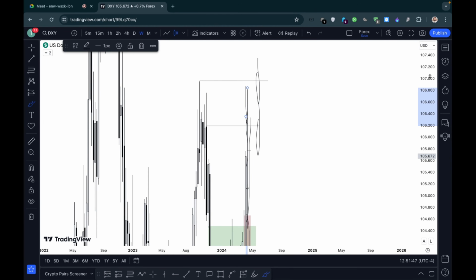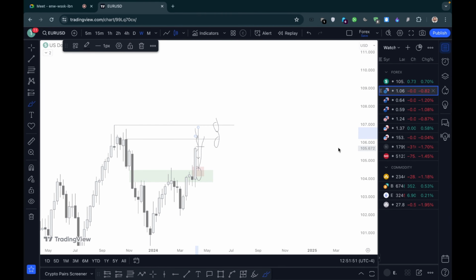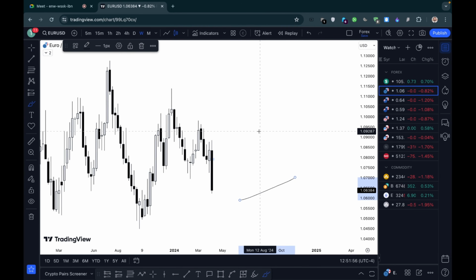Okay, now let's go to the Euro USD. Let's see what we have in Euro USD. Euro USD also looks very clear to me. So it's not that complicated.